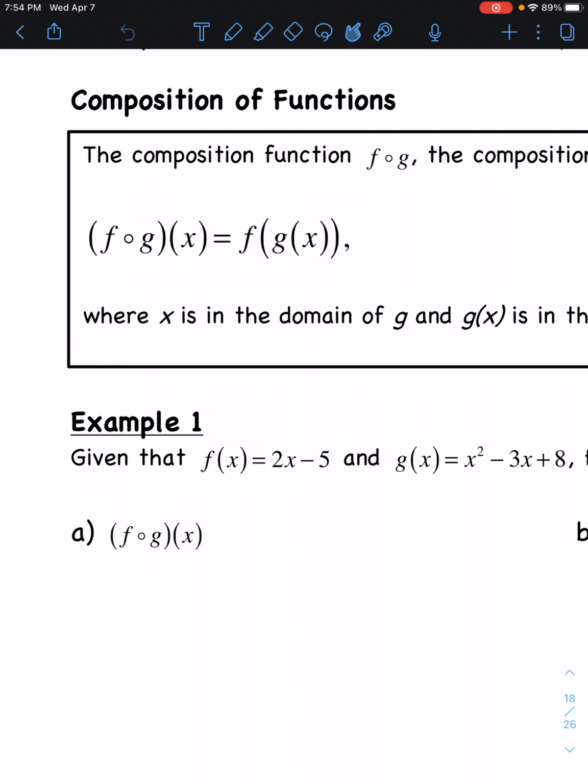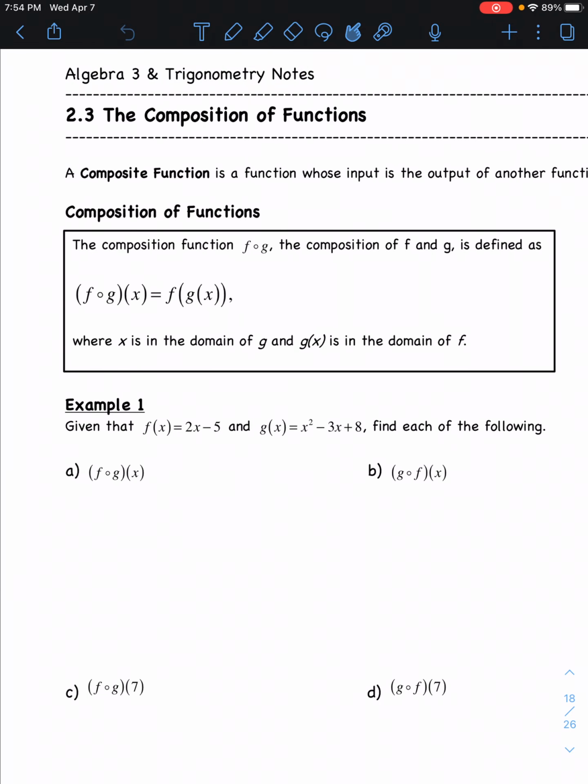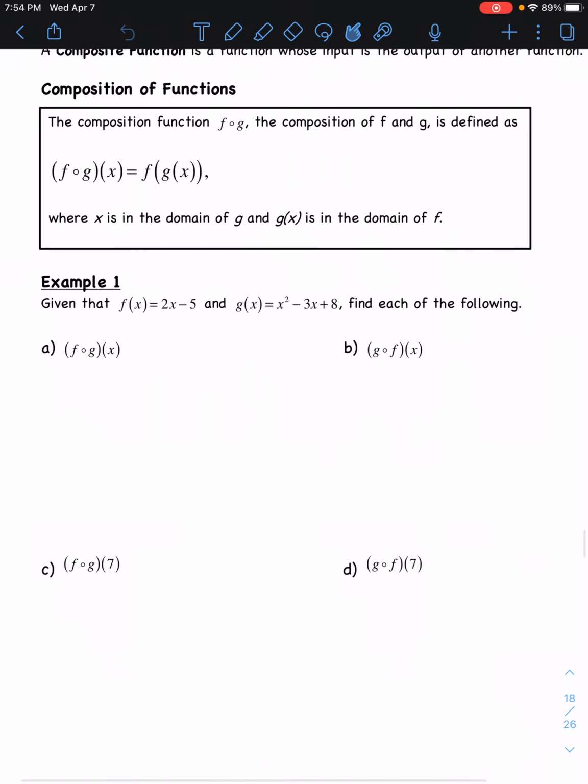So composition, again, can be written in two ways. This circle here, it's a small circle. Please don't confuse that with a multiplication dot. And again, the way we would read it is f of g of x. So this is the case where x is in the domain of g and g of x is in the domain of f. A little confusing there. I'll help you through it though.